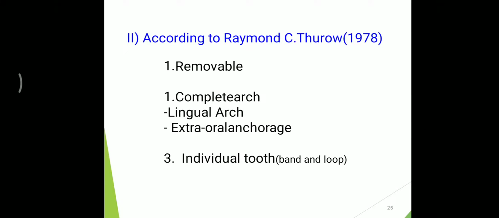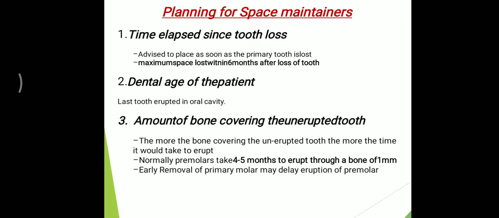Now let's go to the second classification, that is according to Raymond C. Thurow in the year 1978. He classified it into removable, which includes complete arch, lingual arch, extraoral anchorage, and for an individual tooth, band and loop. Now let's see about the planning for space maintainers.